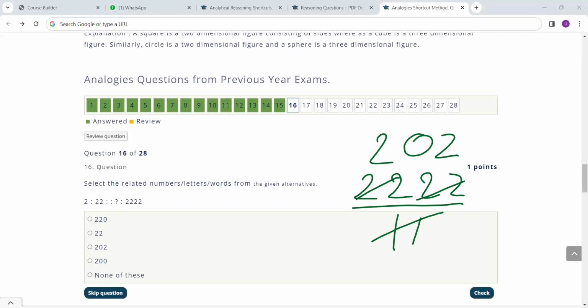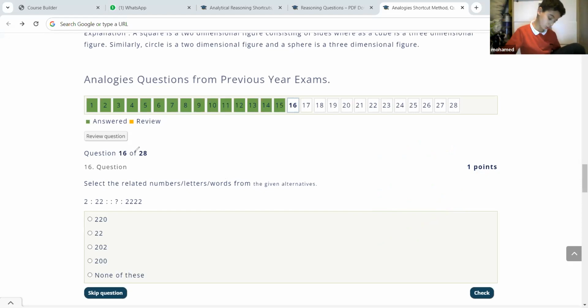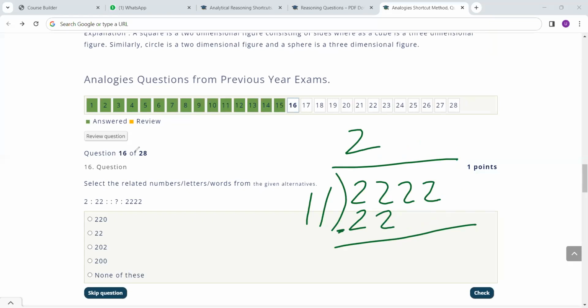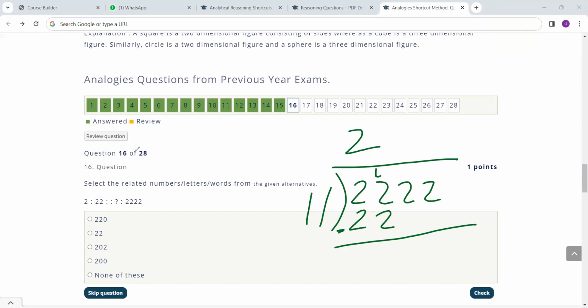Okay, let me explain using the long division method. That's what I was doing. 22 divided by 11 is 2. So 2 times 11 is 22. Subtract it, 0 and 0. You bring down the 2. 11 times 2 is 22. Yes, I'll subtract from this place. So 0 and 0.